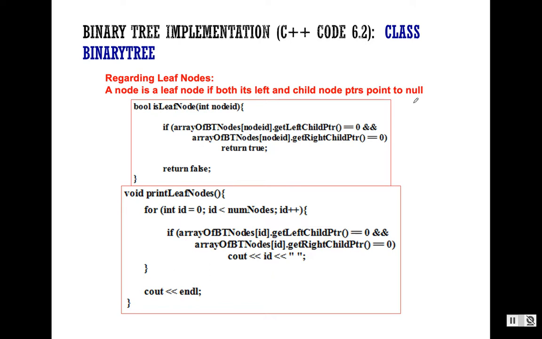So we can have a couple of functions, for example, is leaf node. We can find whether a node is a leaf node. So how can we find that? A leaf node means it doesn't have any left child or right child. That means if the address of the left child is 0 and the address of the right child is 0, it is a leaf node.